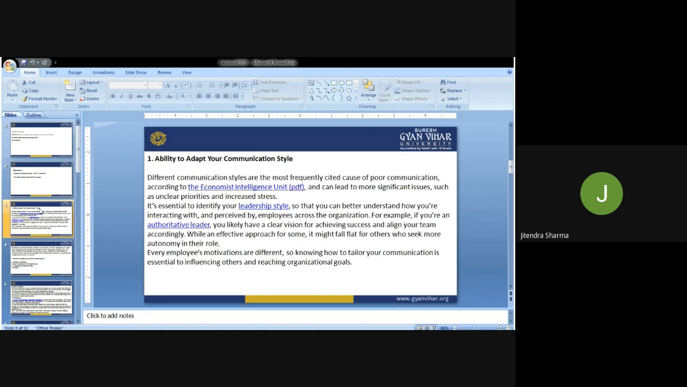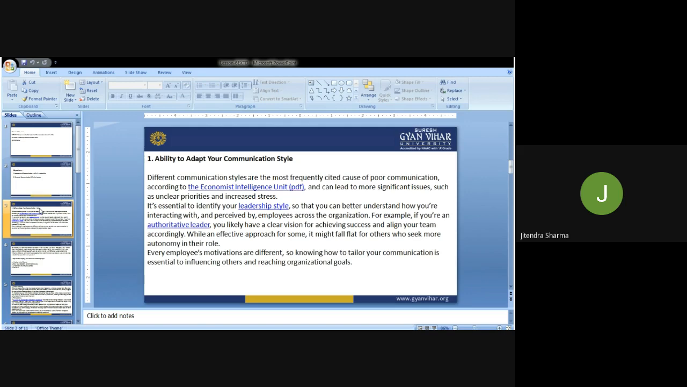Now, first, the ability to adapt your communication style. This is actually the importance of communication skills in a leader. Different communication styles are the most frequently cited cause of poor communication, according to the Economist Intelligence Unit, and can lead to more significant issues such as unclear priorities and increased stress. Because if we are not clear about what to do and when to do it, then there are hurdles raised in between the communication, in the encoding and decoding, and in what ultimately we want to achieve.